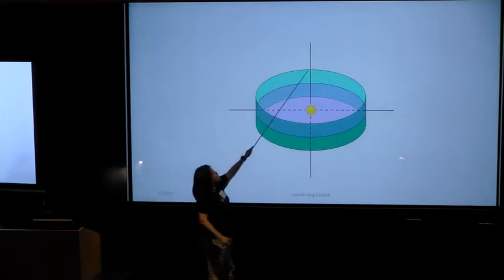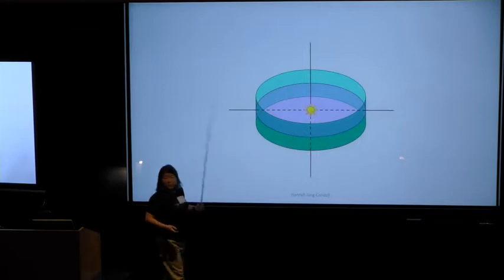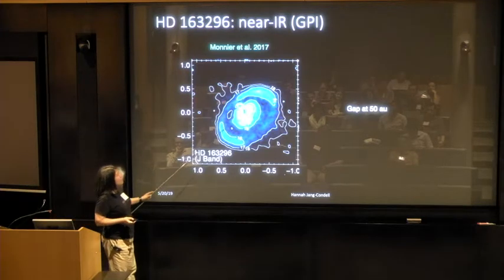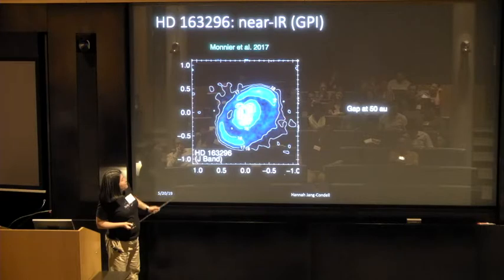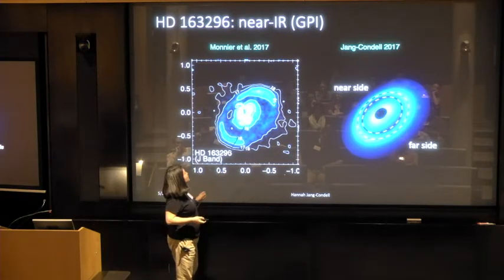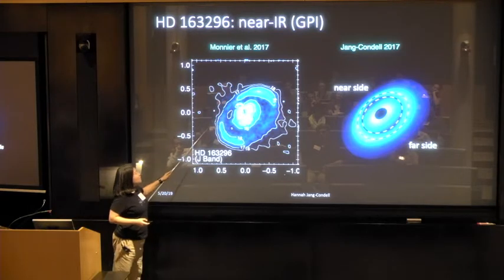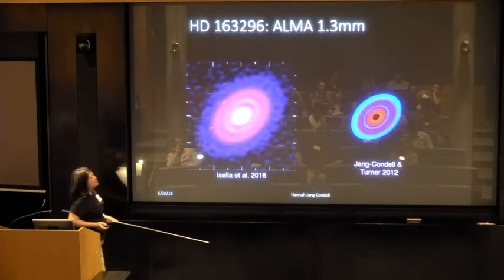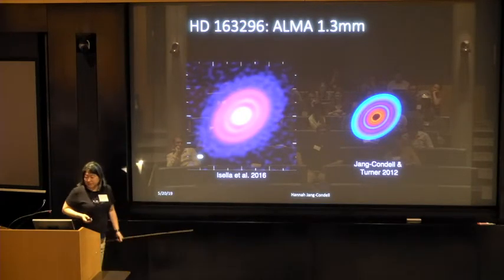In 1 micron, we're seeing just this top edge. In 1 millimeter, we're seeing through to the midplane. And so, if we compare this image of a gap at 50 AU to my model image, we can see now that the near side of the disk has to be this edge here, and this is the far side. Okay, and then here's the ALMA image compared to my 1 millimeter image.